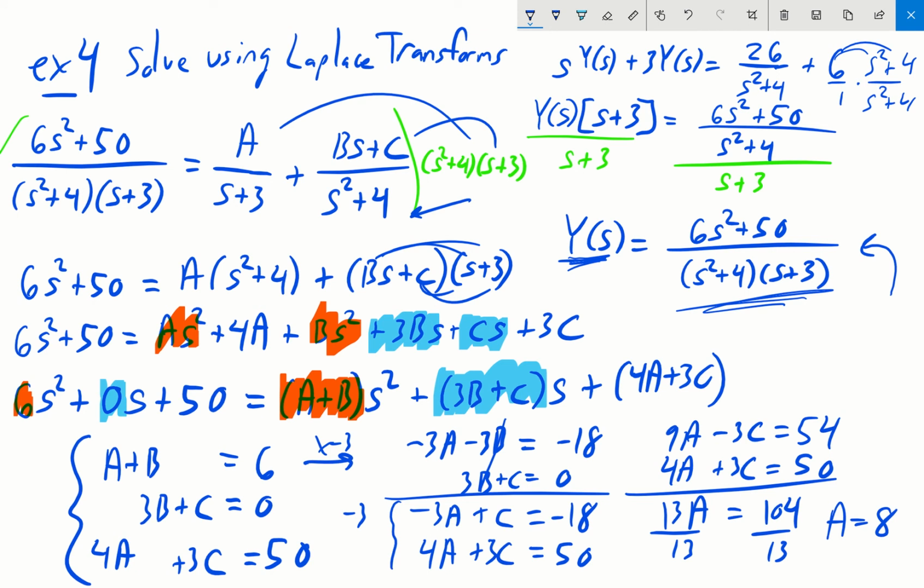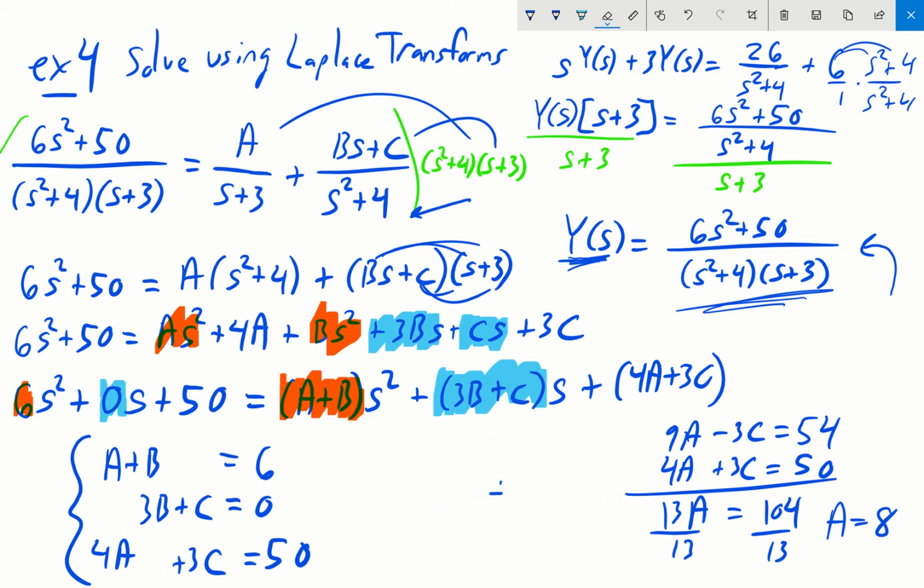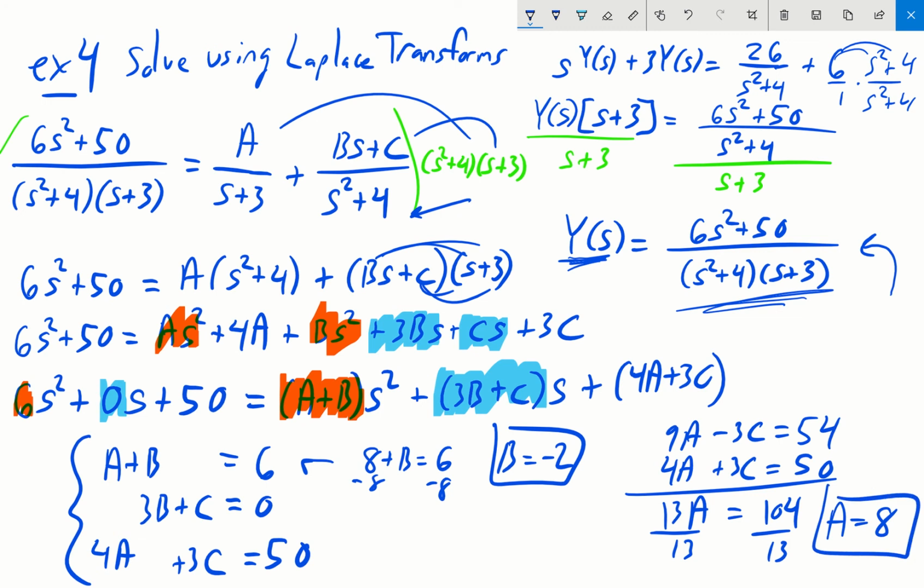And once you've found that first value, the rest of them fall pretty easily. So once we know that a is equal to 8, we can plug that into the first equation. So 8 plus b equals 6. Subtract 8 from both sides. We see that b is equal to negative 2. And then you can plug that into the middle equation to solve for c. So 3 times negative 2 plus c equals 0. Negative 6 plus c equals 0. So c equals positive 6. So here's a good example of what it looks like if you use the method of equating coefficients.